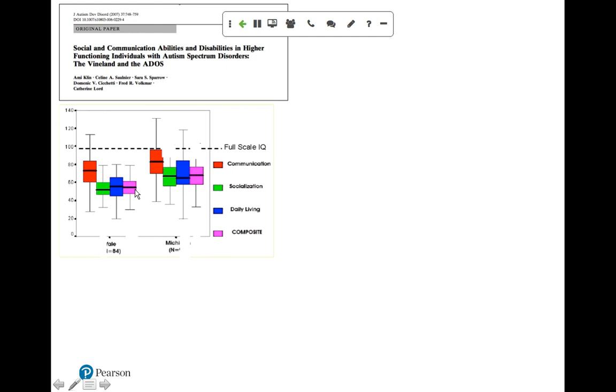Now, we want to ignore the overall composite in pink because you see these discrepant scores here in the domains, and so this is just an average of highly discrepant scores. So what we want to look at is first, communication is so high here for these individuals, but it's high because within the communication domain on the Vineland, you have the subdomains of receptive, expressive, and written.